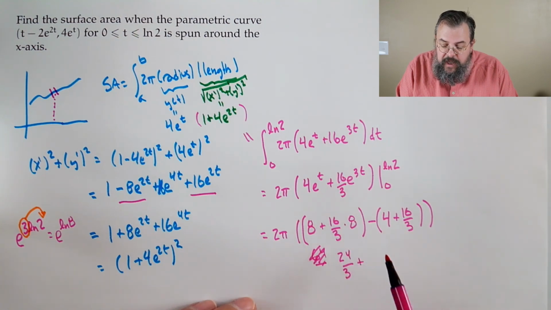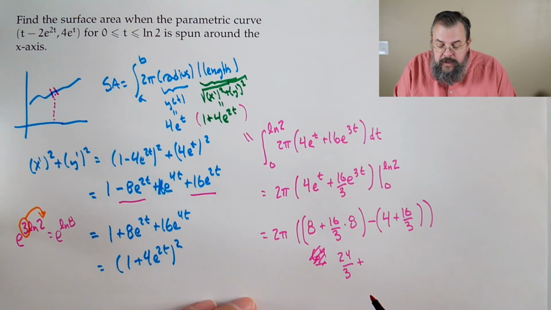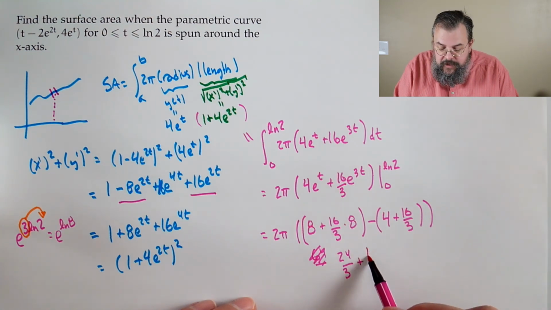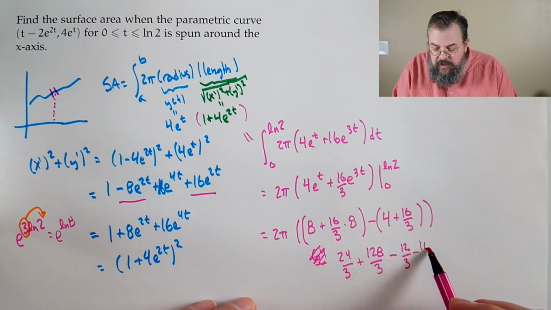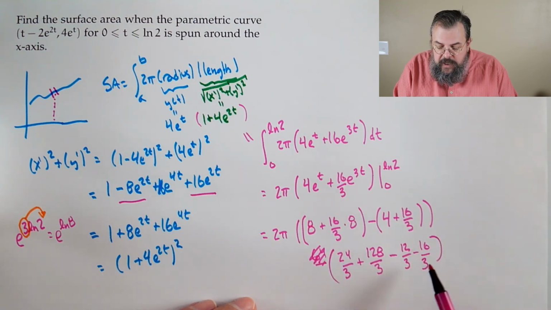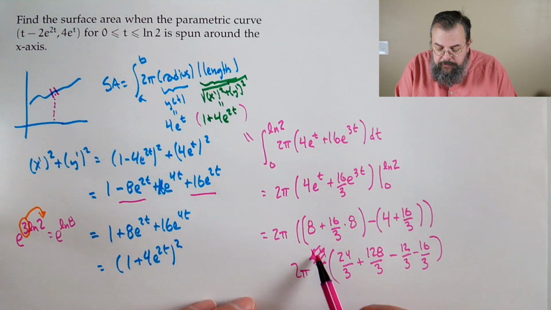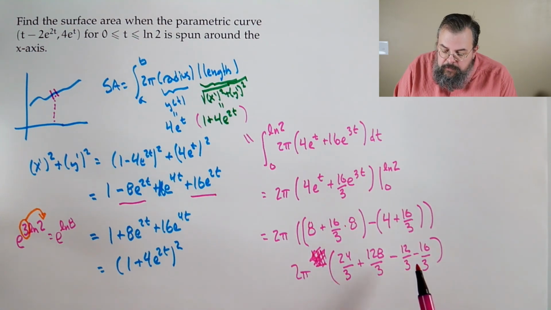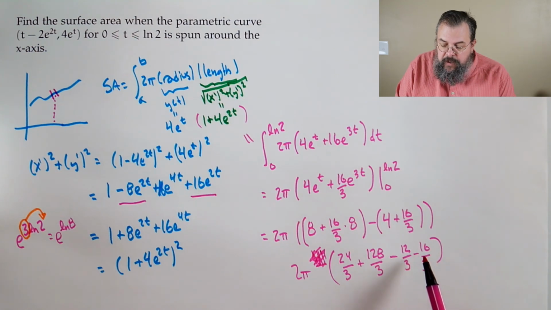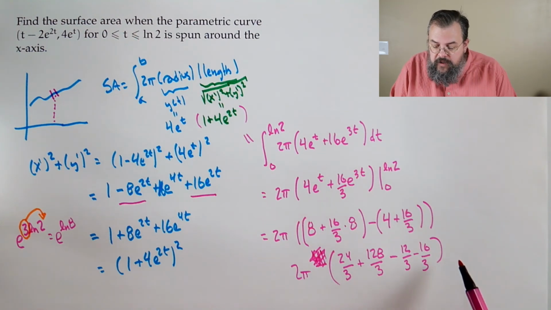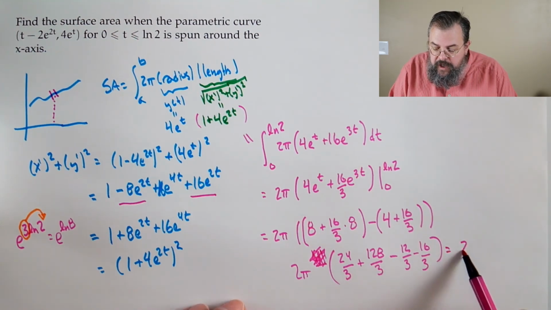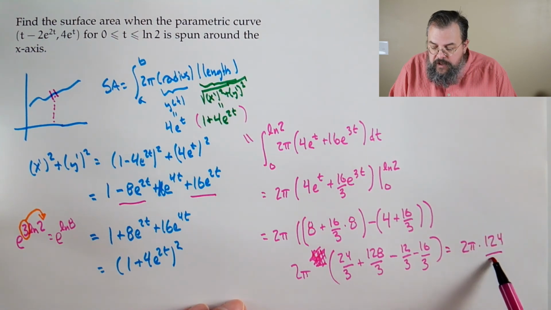Here, 16 times 8 is, well, what can we say? 16 times 8 is 128, right? It's powers of 2. 128 over 3. And then subtract 12 over 3. Subtract 16 over 3. And all that, of course, there's a 2 pi out in front. Well, minus 12 and minus 16 is minus 28 plus 24 would get us to minus 4, which would get us, if we add 128, to 2 pi times 124 thirds.